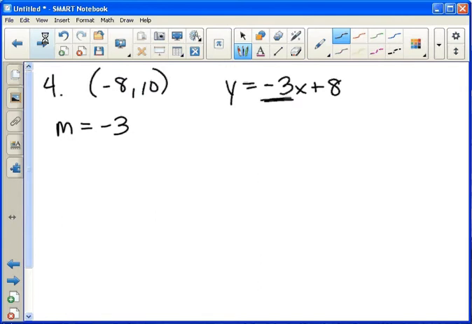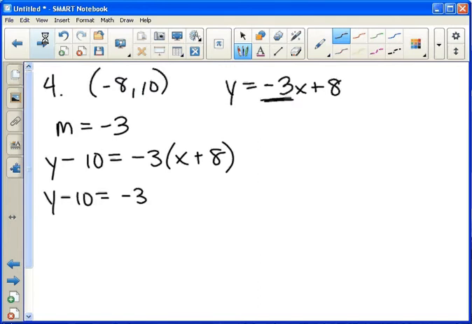And then I'm going to do y minus y1 equals m times x minus x1. So minus -8 really gives me plus 8. So I have y minus 10 equals, by distributing the -3, I get -3x minus 24. And then add 10 to both sides, giving me y equals -3x minus 14.